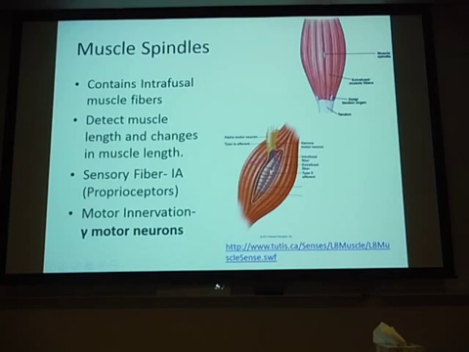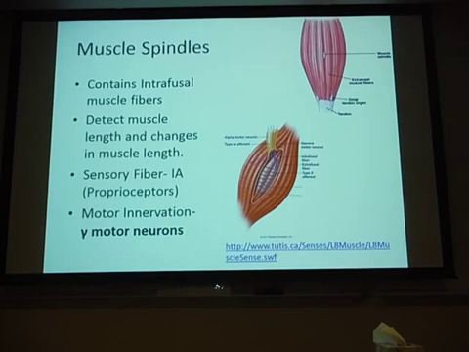And those intrafusal muscles have the sensory fibers, those type 1A fibers, wrapped around them, so that the sensory input coming from the intrafusal muscle fiber is going to give us information about what? What do muscle spindles give us information about? Muscle length. Sometimes they're called stretch receptors because as the muscle itself stretches, the muscle spindle stretches. They give us information about muscle length.